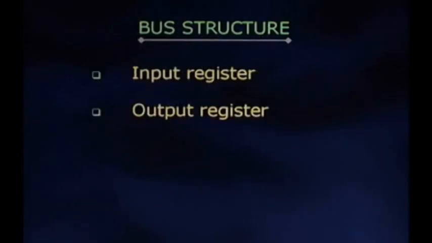The second register is the output register. The output register is also a shift register like the input register, of appropriate word length, with facility of parallel loading and serial shift. This output register is used to transfer the data from the computer to some specified peripheral device.